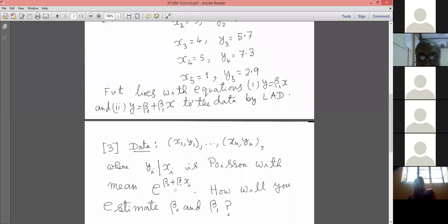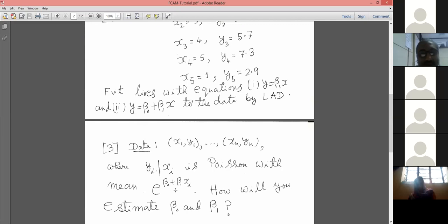Can I say the likelihood function? Yes, please. Sir, if I take it as lambda i, meaning the mean, then it would be the product of e to the power minus lambda i, lambda i to the power yi, divided by yi factorial.